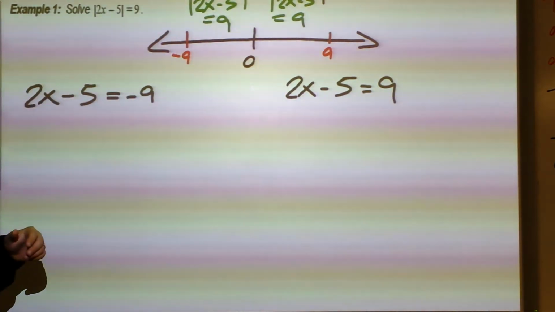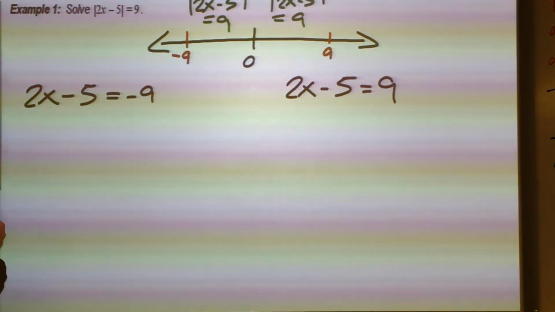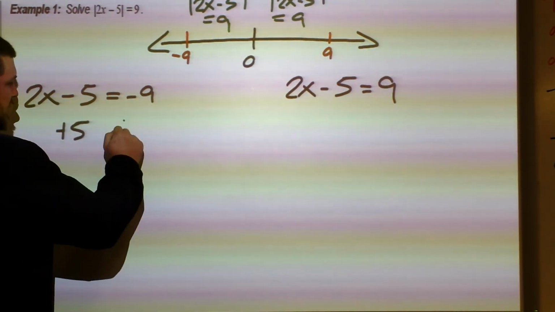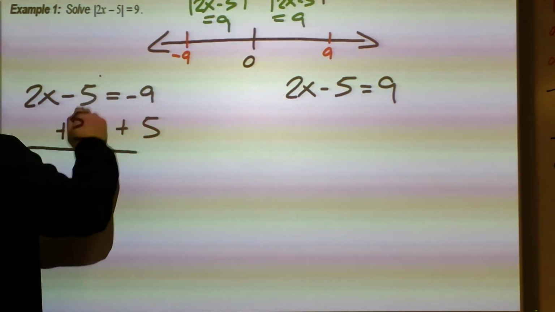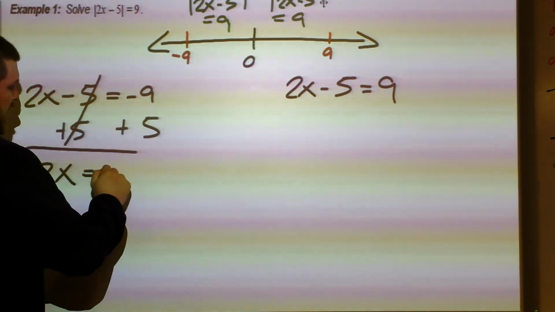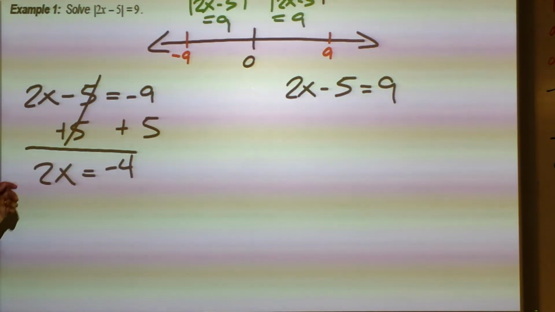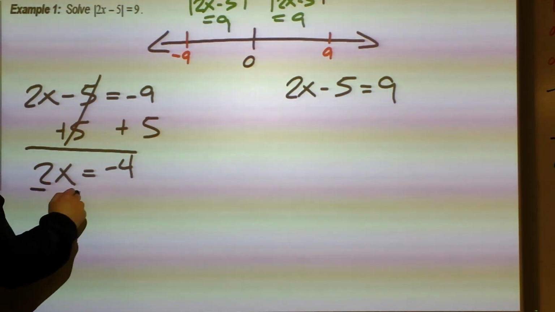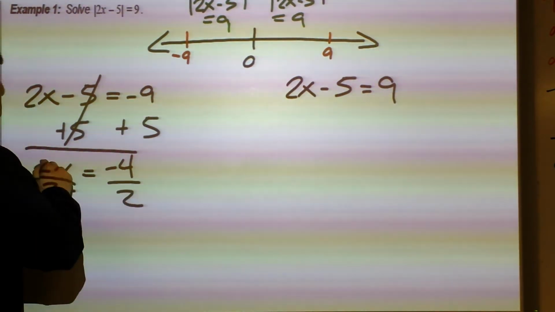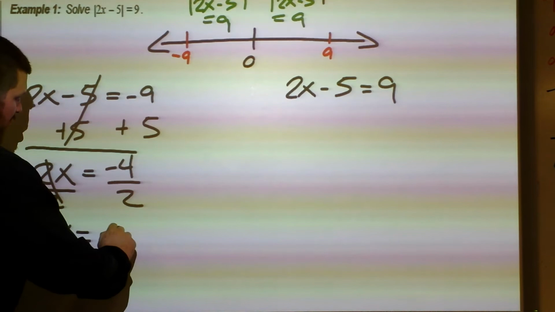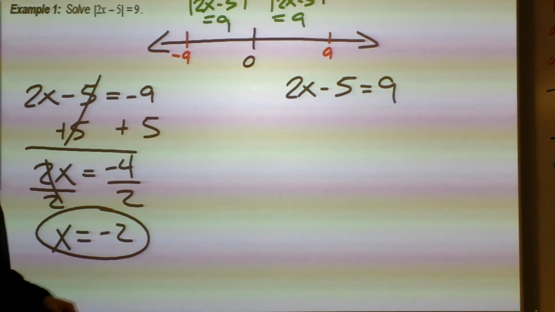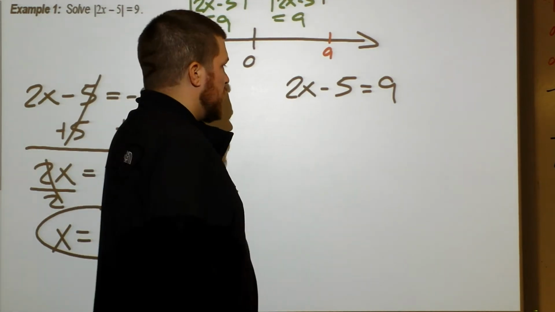So now we want to solve both of these equations. Pretty easy, again, reverse order of operations. We're going to add 5 to both sides. 2x is equal to -4. Now, we have 2x, which means multiplication. To undo multiplication, we need to divide on both sides. So divide by 2, and x equals -2. That's one of my answers. I'm circling it. I'm done with this equation. Need to solve this equation over here.